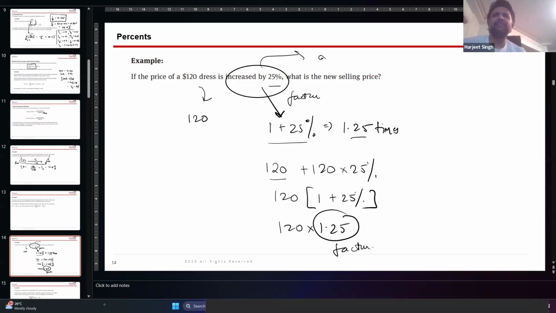Had it been a decrease by 25%, the factor would have been 1 minus 25%, which is 1 minus 0.25, which is 0.75.